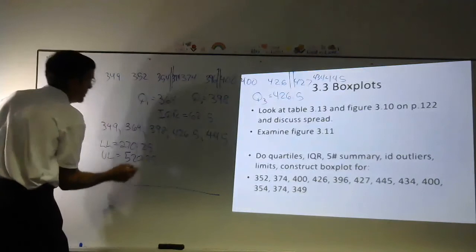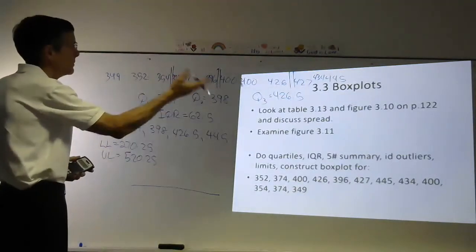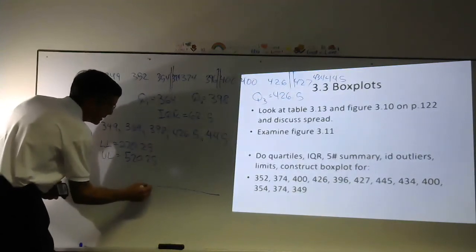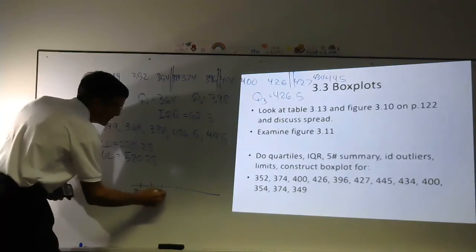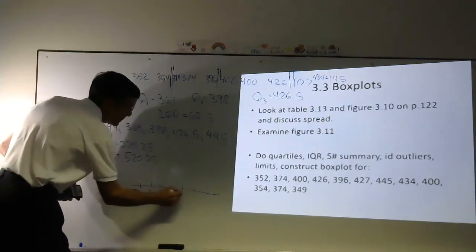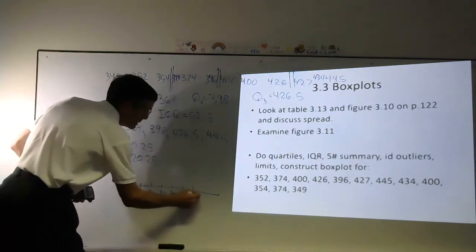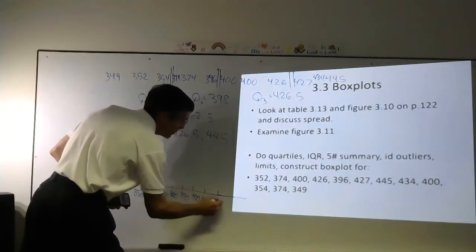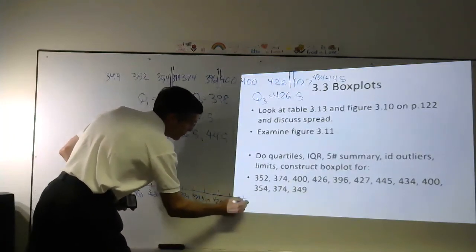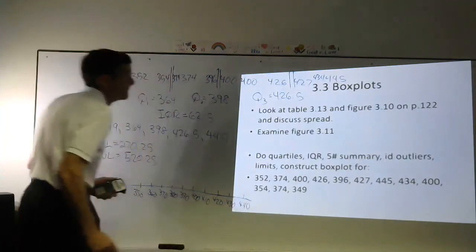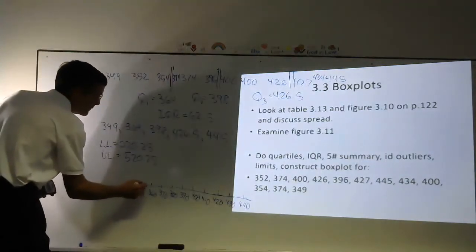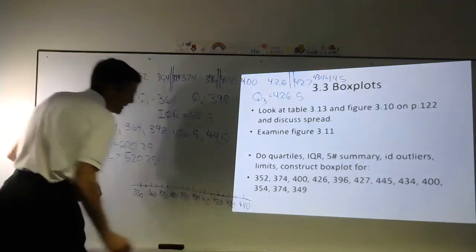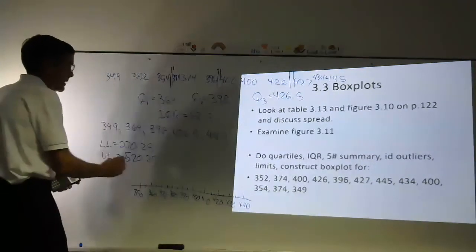Box plot. We need to go from the middle 340s to the middle 440s. So how about we do 350, 360, 370, 380, 390, 400, 410. Should have made it a little longer. 420, 430, 440. And the 5s halfway in between are your 5s. Nice uniform graph. All right, here we go.